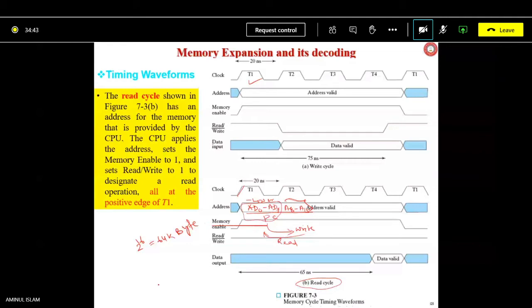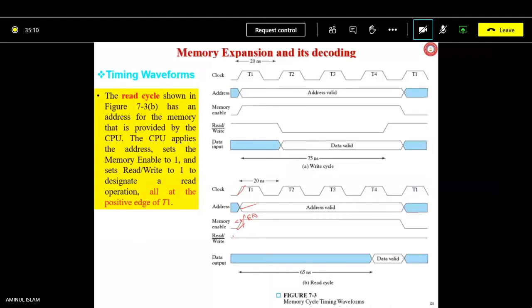Anyway, let me come back to the topic we are discussing. See, read operation: on the rising of the first clock, you are sending the address, enabling the memory, chip select you can say, or enable signal. Then read-write you are making high or low? For read operation, is it to be high or low?